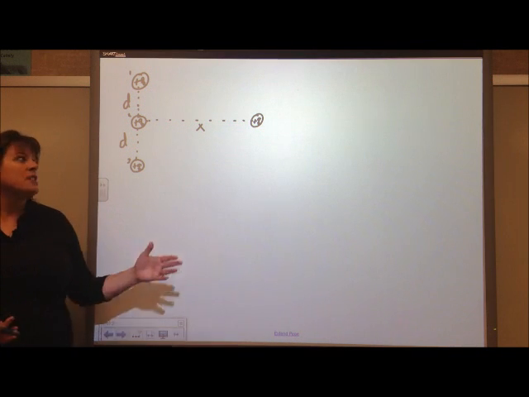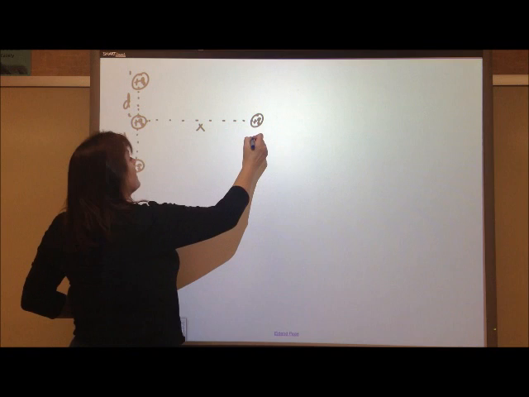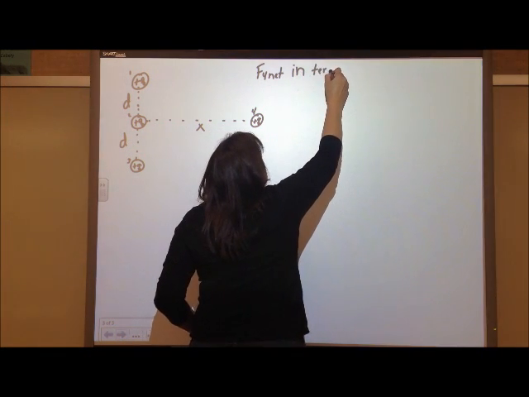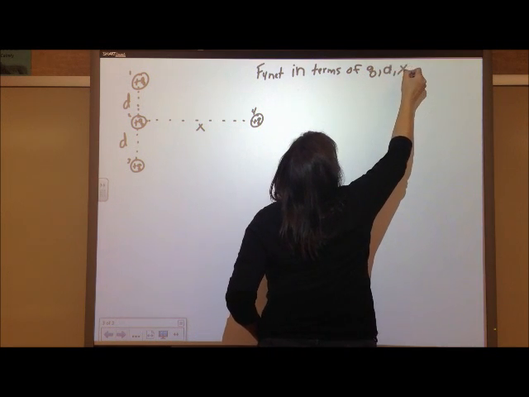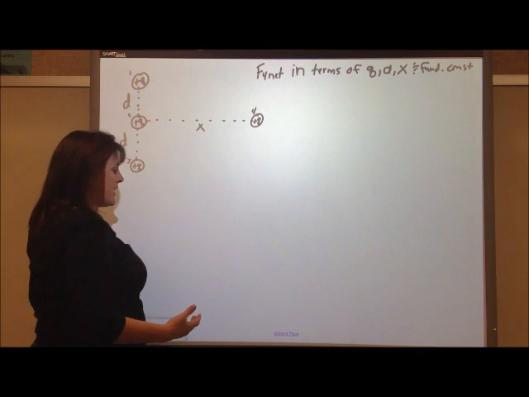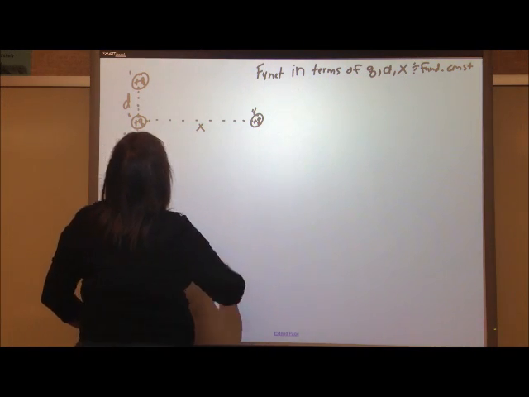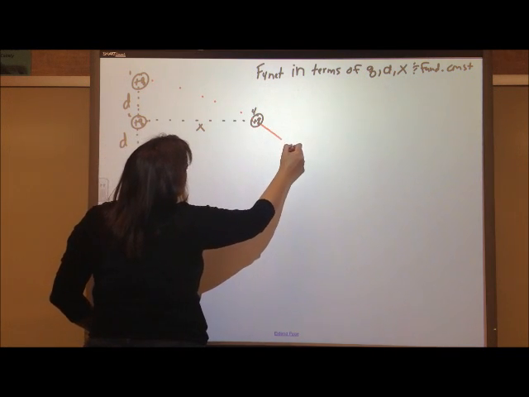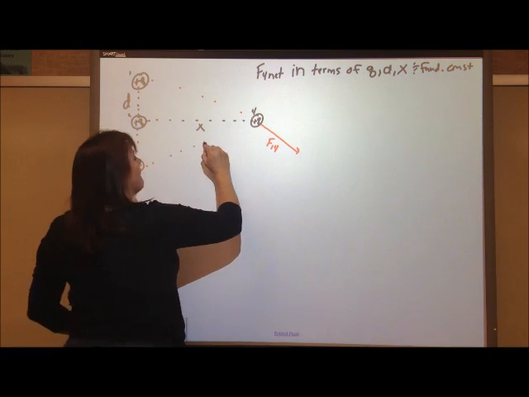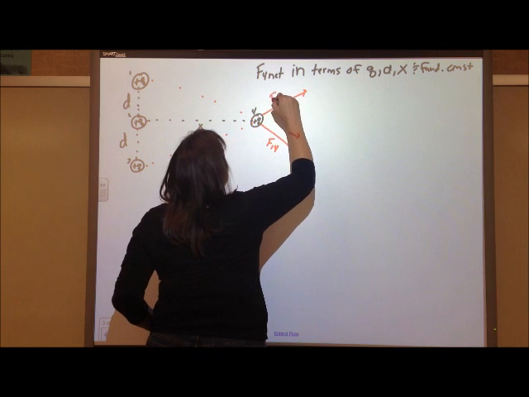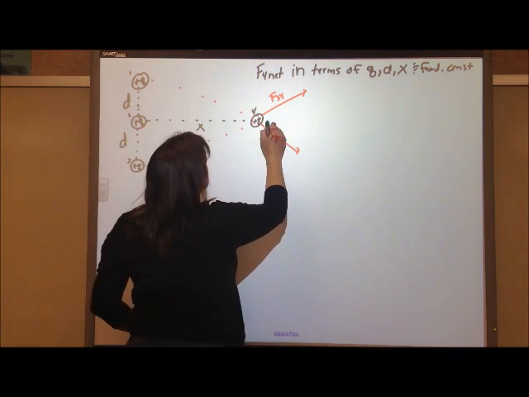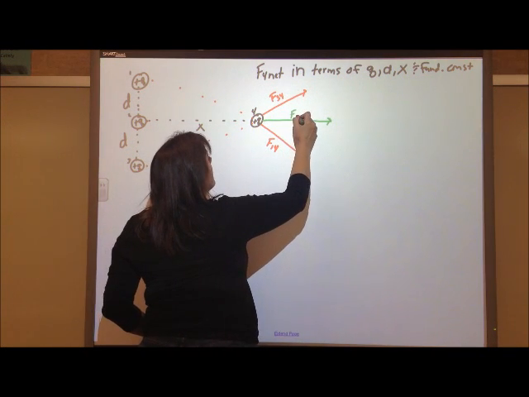All right, so now I've got 3 charges, and I want to know what is the net force here. We'll call that Q4. So I want to know F4 net. Again, we're going to do this in terms of Q, D, x, and fundamental constants. So let's draw our force vectors here. Our force vector from the first one, here's F14. For Q3, there is F34. And here is Q2, F24.